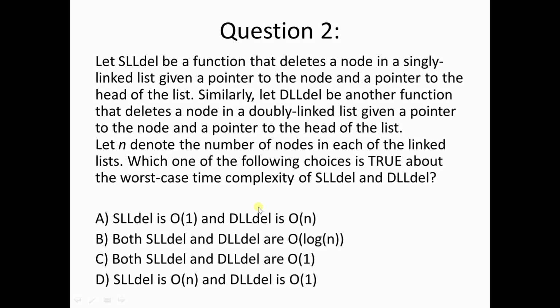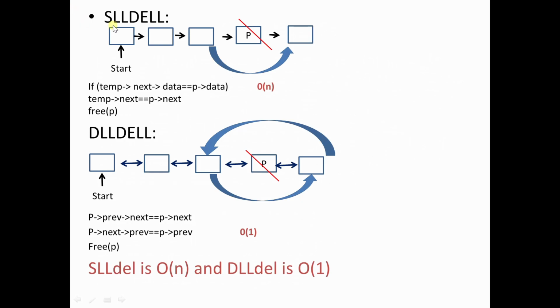It is also a direct question. Let me tell you how it works. In a single linked list, we have to delete a node P. So in a single linked list, each node will have a pointer that points to the address of its next node. So if we have to delete a node P, what we have to do?